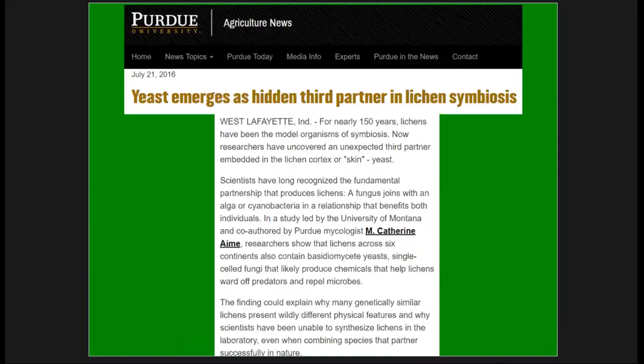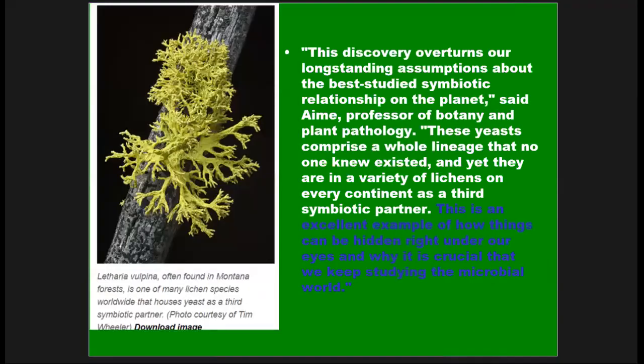This is just a little blurb about the yeast discovery, and this was at Purdue University. I like the quote that she gave: "This is an excellent example of how things can be hidden right under our eyes and why it is crucial that we keep studying the microbial world." And so again, the discovery of yeast showing up in the lichen relationship has really been a big advancement in lichen research.